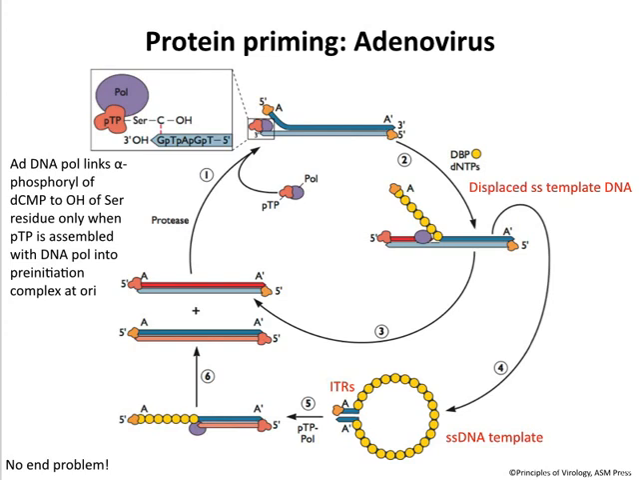And here there is no end problem. The way it's solved here is by priming right at the end. So the protein allows the polymerase to recognize the end, so you don't need a primer. So that's just another way to solve that end problem. If you start right at the end, you don't need a DNA primer or an RNA primer.